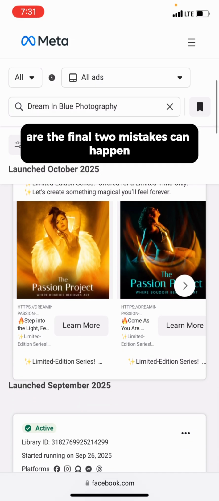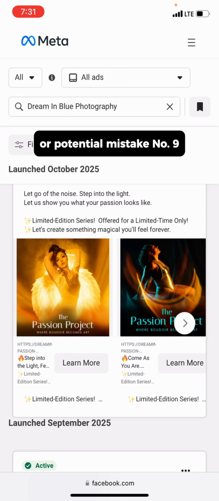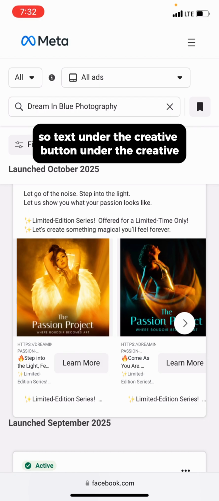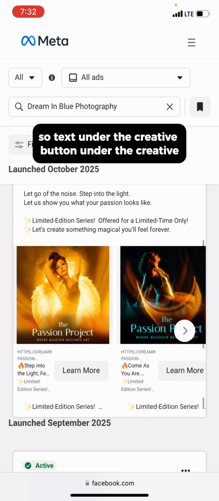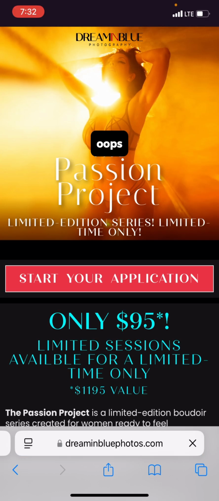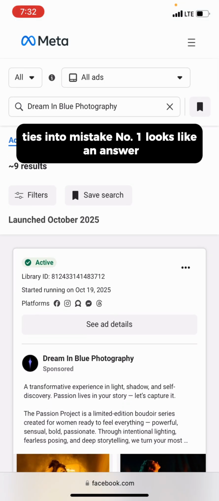All right, the final 2 mistakes can happen here below the creative. We're on mistake number 9 now, or potential mistake number 9. And below the creative, it is always a mistake to have any text or buttons below the creative. 3 reasons why. So text under the creative, button under the creative. 3 reasons why it's always a mistake. Reason number 1 is that any below-creative headline and text and buttons ties into mistake number 1, looks like an ad. So this is 5% of the reason for mistake number 9.